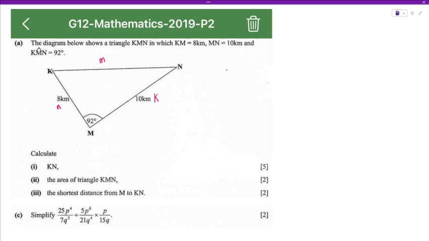Remember, for the sine rule, if you're finding a side, this is the ratio you use. You say a over sine A is equal to b over sine B, or if you add c, you're going to say c over sine C, like that. This is what you use when you're finding a side.